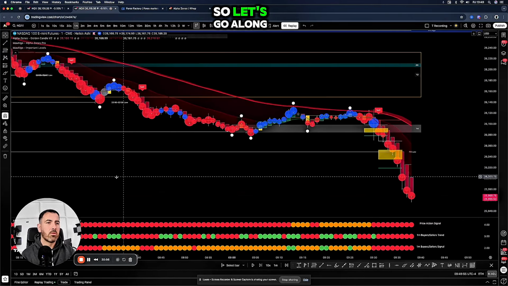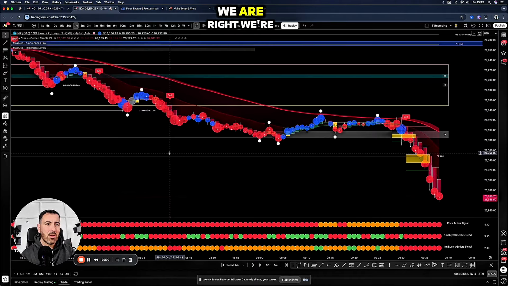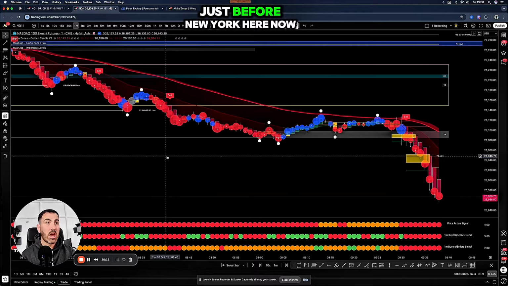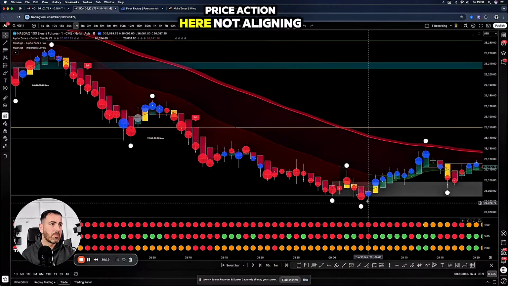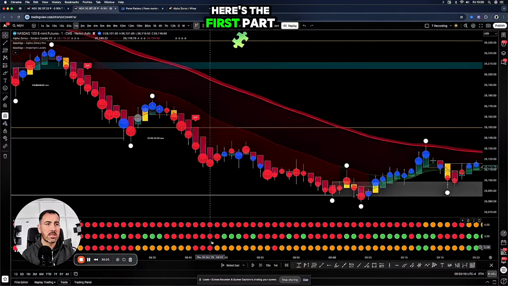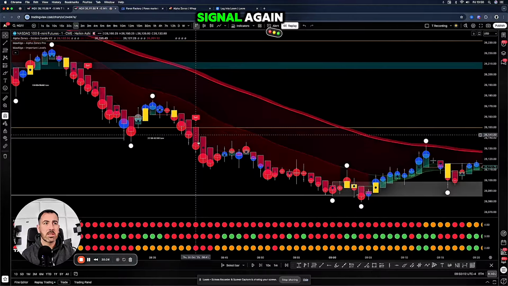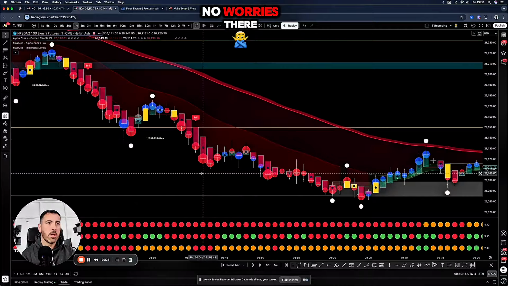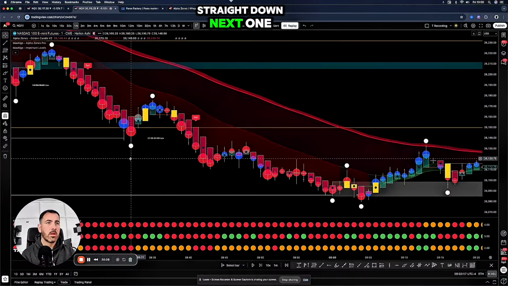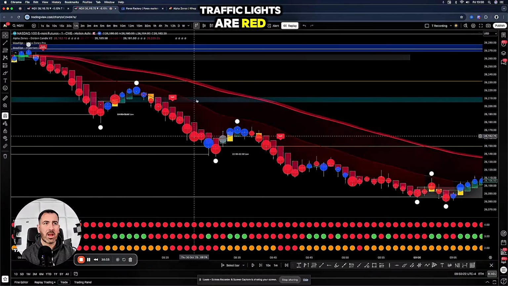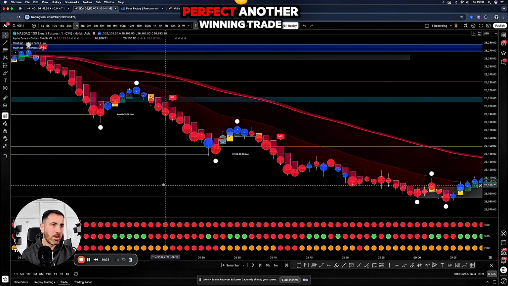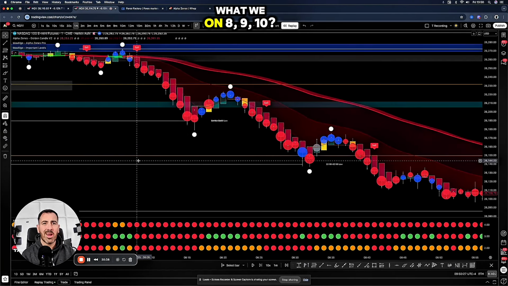Okay, so let's go along. Let's look for things to align again. We're just before New York here now, but we'll do this little bit before we sign off. This sort of bearish price action here. Not aligning, not aligning. Okay, here's the first part where we have aligning. Sell signal. Again, no worries there. Straight down. Next one, sell signal. As they all align here, trend wave is red, traffic lights are red. We have bearish volume. Perfect. Another winning trade. What are we on? 9, 8, 9, 10? I lost count.